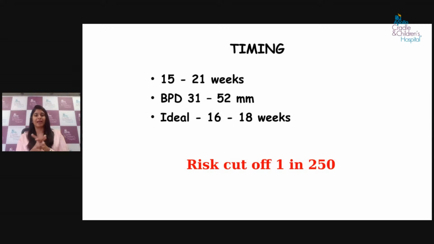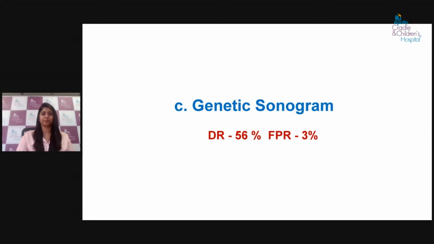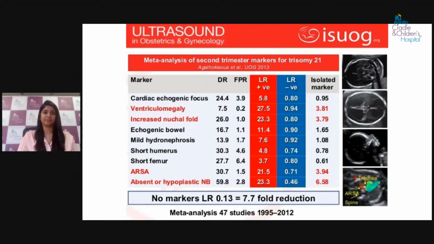Again, for the cutoff value, the risk value is 1 in 250. For the genetic sonogram, the detection rate is 56% just by looking at the ultrasound, and the false positive rate is about 3%. This is a slide showing an ISUOG meta-analysis of second trimester markers for trisomy 21. With no markers, the likelihood ratio is 0.13, which is a 7.7 fold reduction. These are the most common things that we see, like echogenic bowel and ventriculomegaly. Depending on each condition, that likelihood ratio also increases.